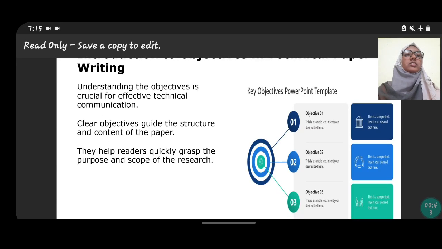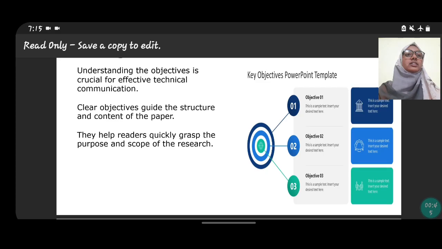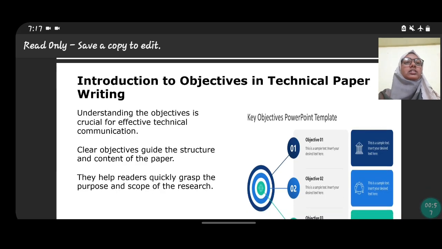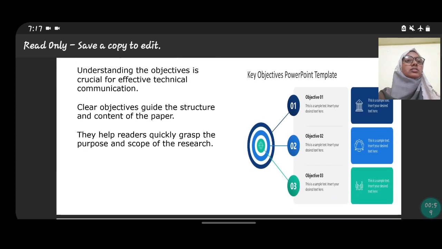So, key objectives of the PowerPoint template, there are a few key objectives. Objective number one. This is simple. There are a few key objectives. So this side, besides the picture.